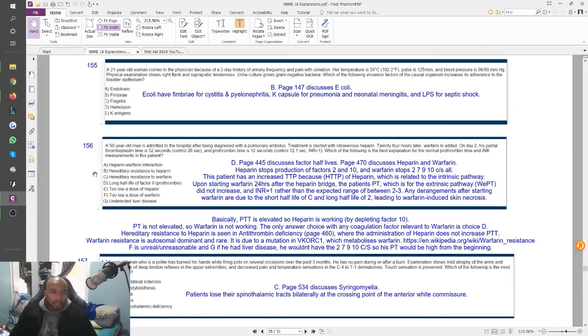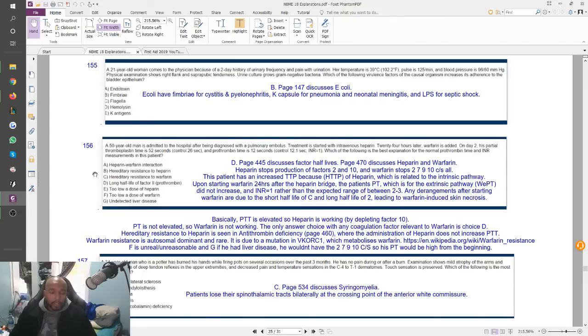And you look at your answer choices, so heparin-warfarin interaction, no. Hereditary resistance to heparin. If there was a resistance to heparin, then right in the beginning when they gave heparin, there would have been no change to PTT. Hereditary resistance to warfarin, that is a bait of an answer choice, okay? They're just baiting you. There really isn't such a thing as warfarin resistance, and if you did have warfarin resistance, then this would be the correct answer choice. So it is a good bait, but you still gotta look at your other answer choices.